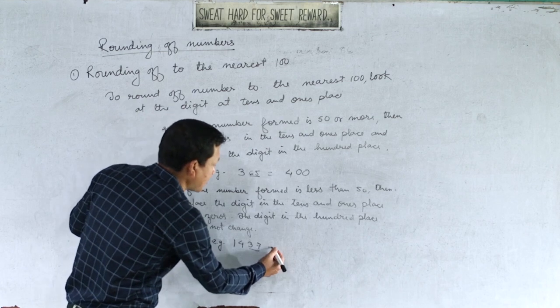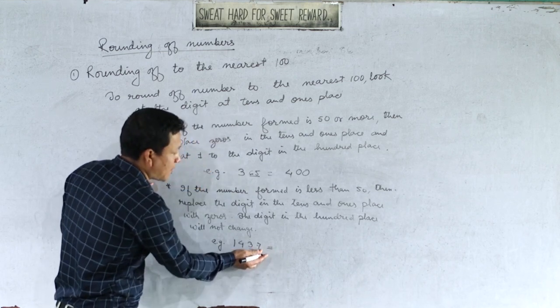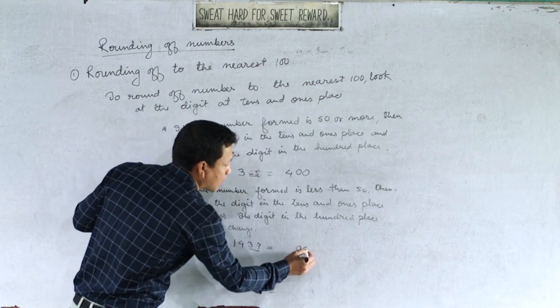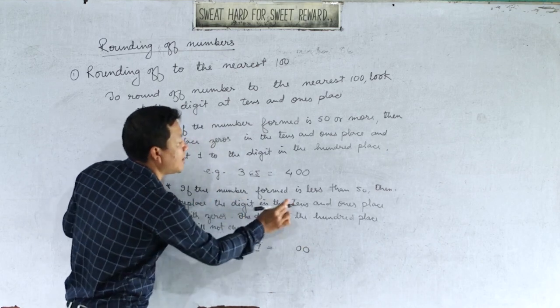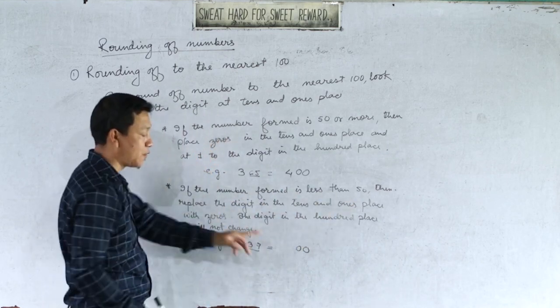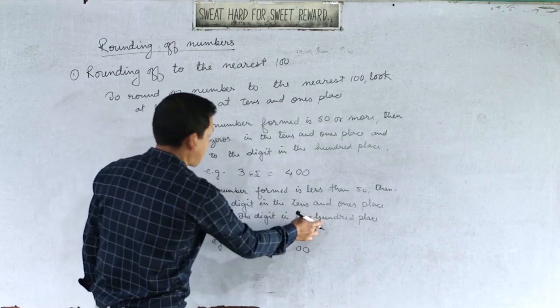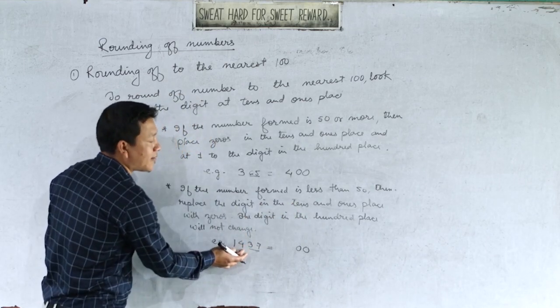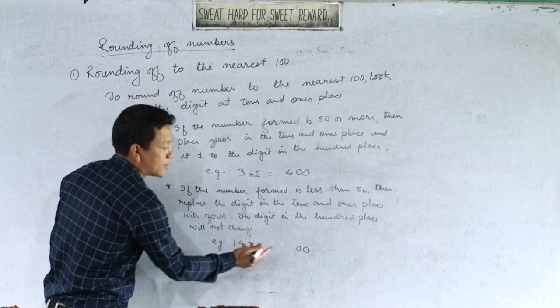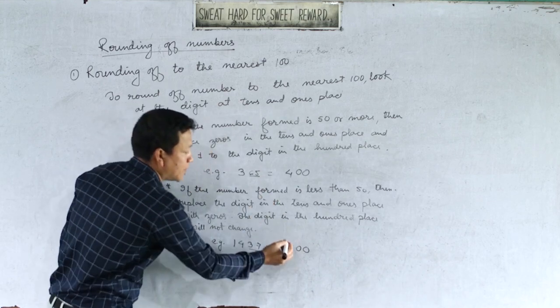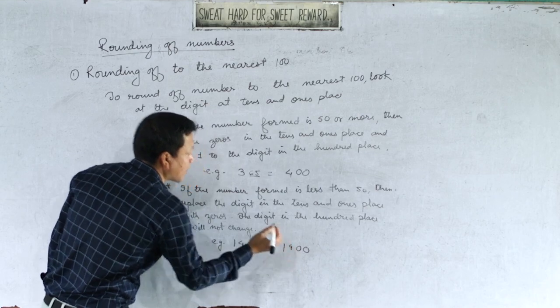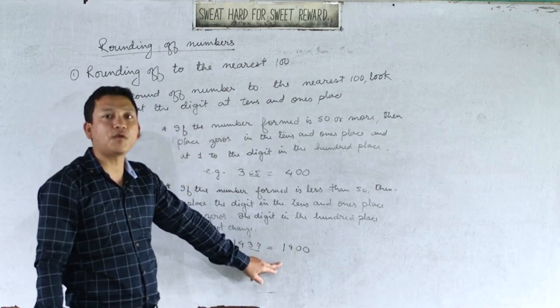So, replace the digits in the tens and ones place with zero. Then next, the digit in the hundreds place will not change. What is the hundreds place digit? Four. The four will not change. Then the thousand place. So it makes 1400.